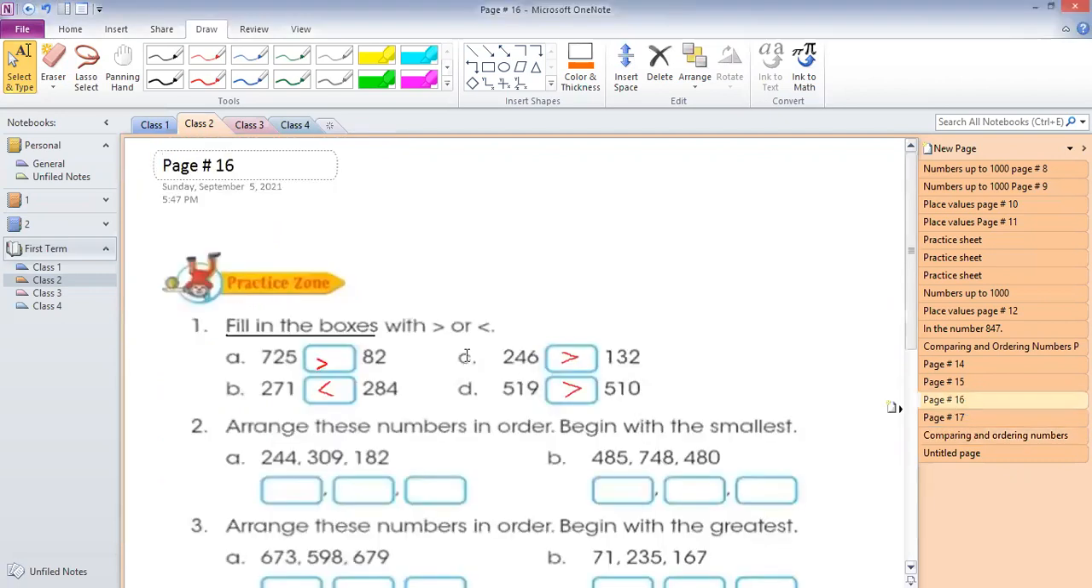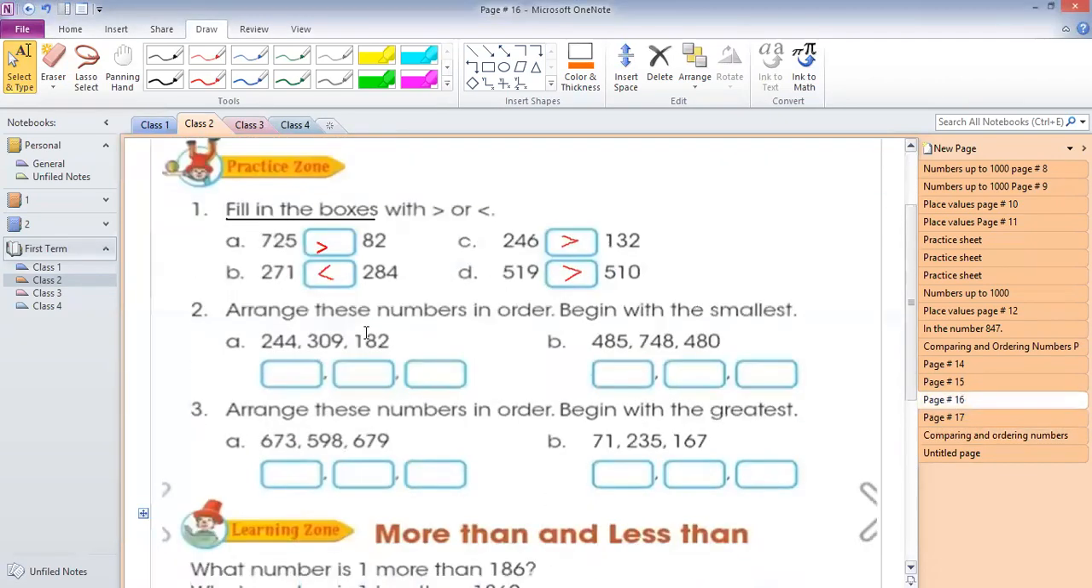From page number 16, we completed question number 1 today. Inshallah, tomorrow we will complete questions number 2 and 3 also with some practice, okay?